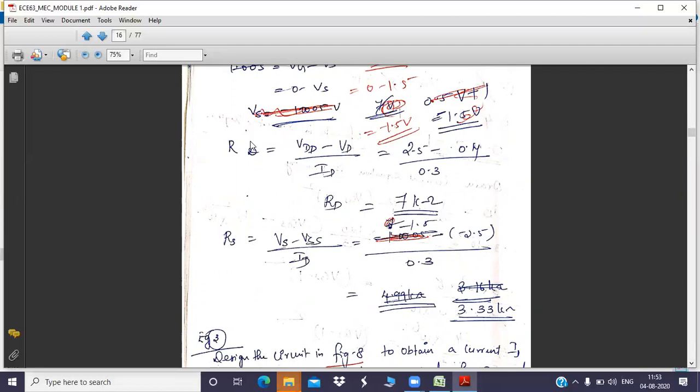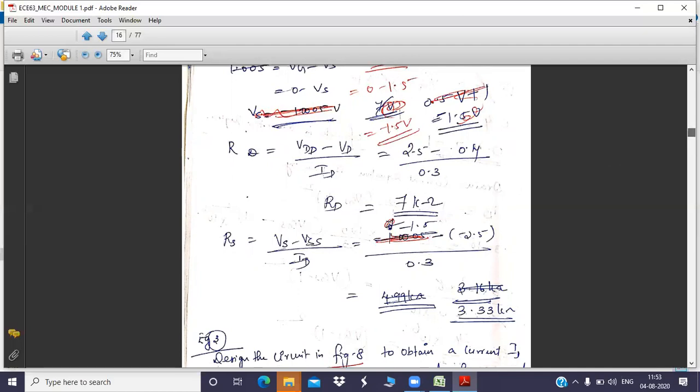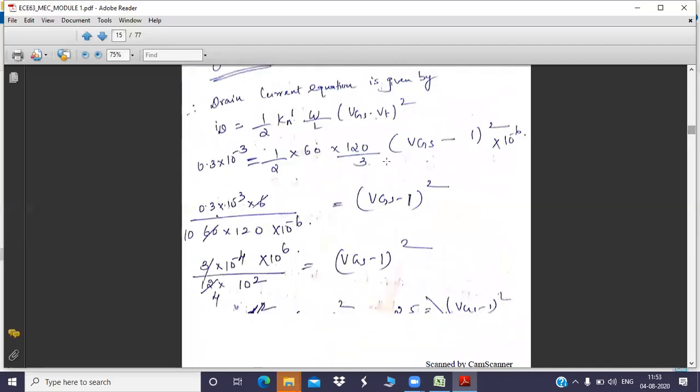If you are retaining this current in milliampere, of course the resistance is going to be in kilo. And RD, how are we going to find RD? RD is VDD minus VD by ID. VDD is 2.5. VD is given in the question. ID is 0.3 milliampere. If it is milliampere, your answer is going to be in kilo. Any doubts with respect to these two problems except the equation solving? This equation solving is okay, no? This method is okay for you, no?